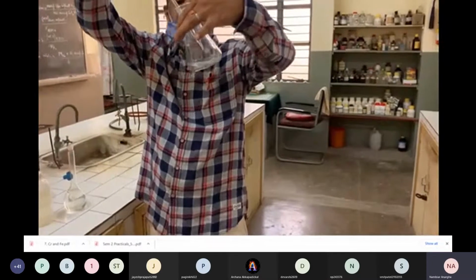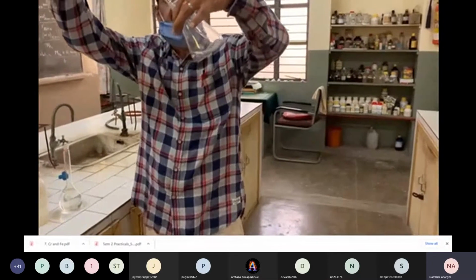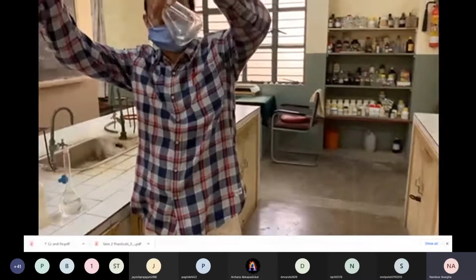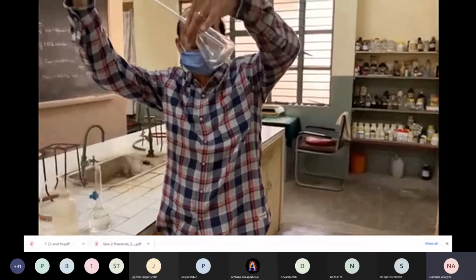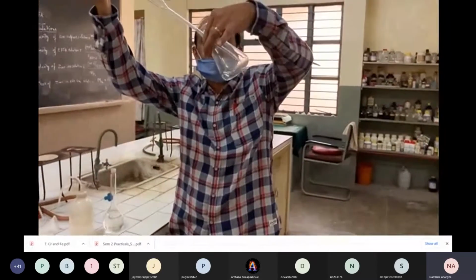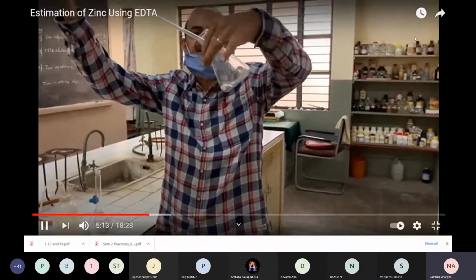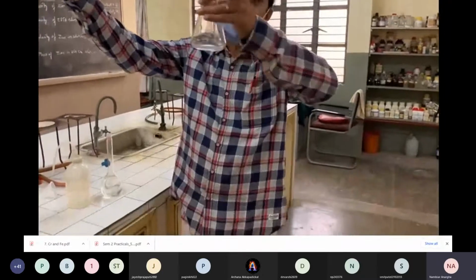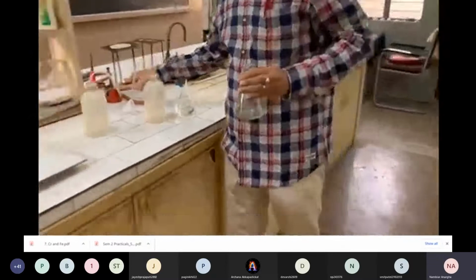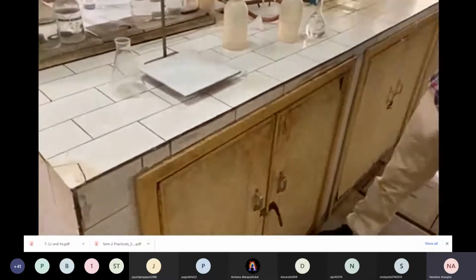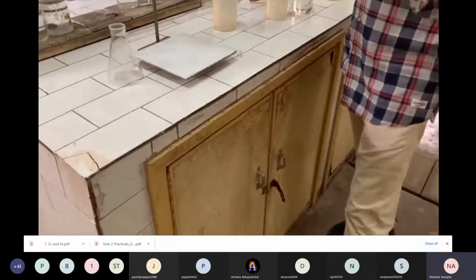Don't blow it, just allow the solution to flow on its own. In the end, tilt the conical flask to one side and touch the pipette two times to the upper clear surface, so that a little amount of liquid will be left here. Okay, you can ignore that. The pipette volume is 25, excluding that part.